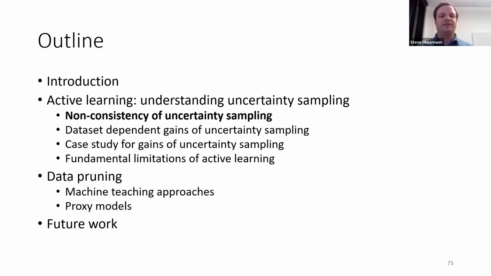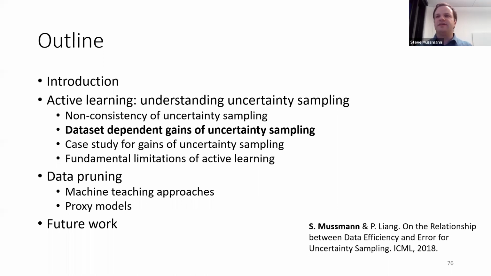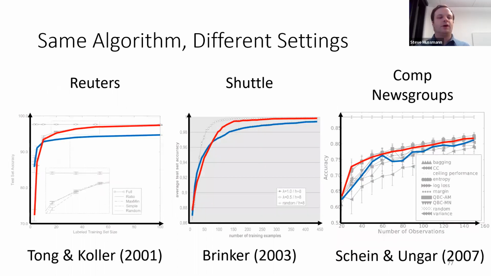Next, I want to talk about dataset dependence of gains of uncertainty sampling. So even in cases where uncertainty sampling converges to the same predictor as random sampling, how does it require fewer labels? Looking at the literature from some older papers, we noticed that for 3 different data sets and 3 different papers, the same 2 algorithms, red being uncertainty sampling and blue being random sampling, have pretty different performance. On the left 2 plots, random sampling does quite a bit worse than uncertainty sampling, while on the rightmost plot, they do about the same. So it would be nice to have a quantitative way of saying how well things are working.